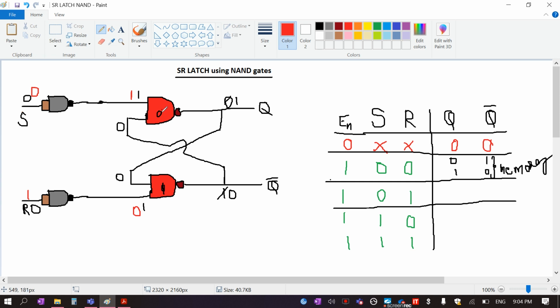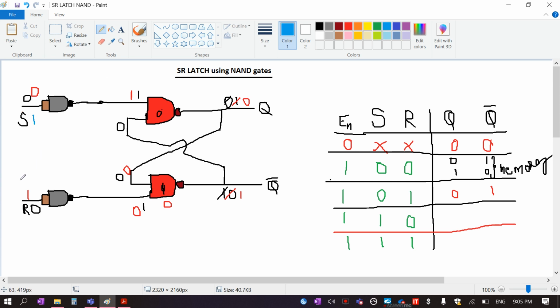So 1 will be passed over here, and then through the NOT gate it will be copied to 0. Again 0 will be passed over to the second NAND gate. So 0 0 gives 0. 0 through the NOT gate is 1. So Q is 0, Q bar is 1.